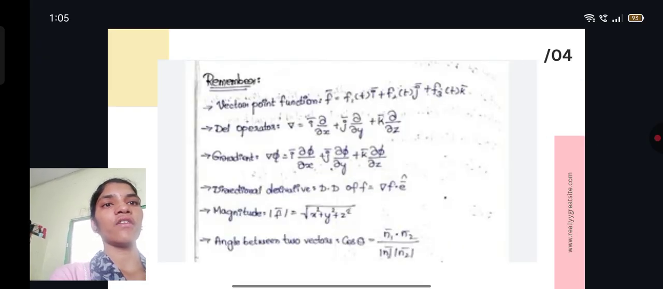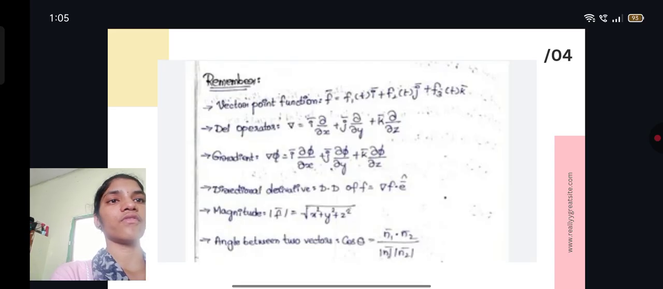Remember that the vector point function f = f1(t) i + f2(t) j + f3(t) k. The del operator is ∇ = i ∂/∂x + j ∂/∂y + k ∂/∂z. Gradient: ∇π = i ∂π/∂x + j ∂π/∂y + k ∂π/∂z.